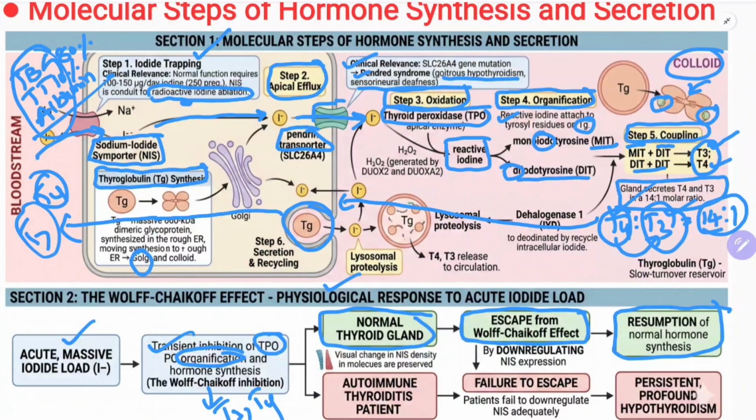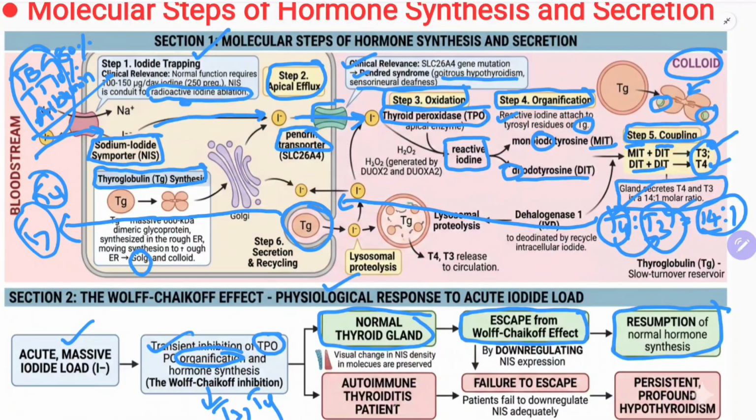and there will be resumption of normal hormone synthesis. But this is not the case in the abnormal state, that is, when there are autoimmune antibodies around the thyroid, for example in a Hashimoto's thyroiditis patient. So this Wolff-Chaikoff effect is lost. When it is lost, patients fail to downregulate the sodium iodide symporter adequately. So in the Wolff-Chaikoff effect, two things are happening: there is inactivation of the TPO enzyme, and there is downregulation of the sodium iodide transporter. But in the autoimmune thyroiditis patient, this fails to happen.